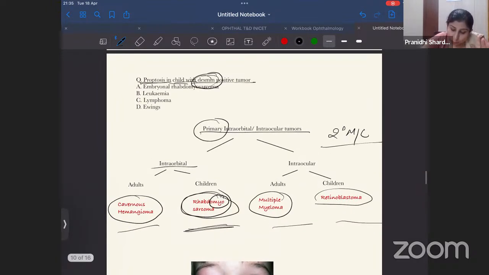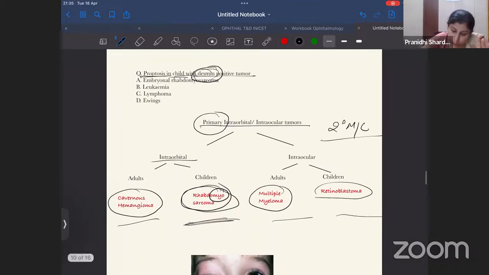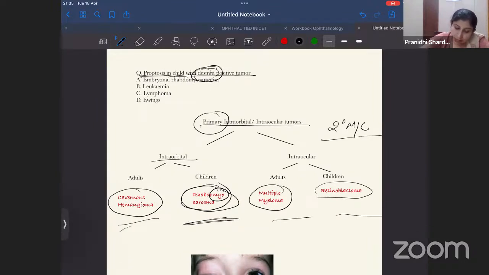So even if we know this flow chart, none of the options are of the tumors which are most commonly seen. So the straight away answer becomes embryonal rhabdomyosarcoma. If the option contained retinoblastoma, it is an intraocular tumor. It will not present with proptosis. It will present with symptoms like leukocoria and squint, because it is an intraocular tumor. So these will be the symptoms and signs of retinoblastoma.